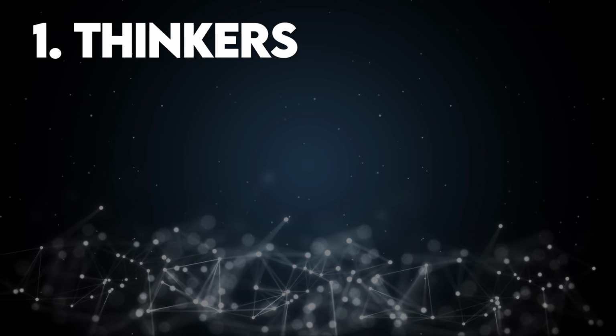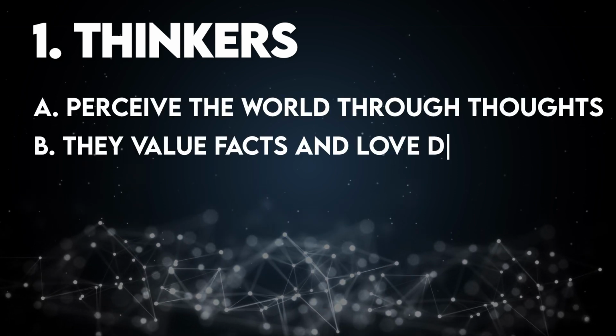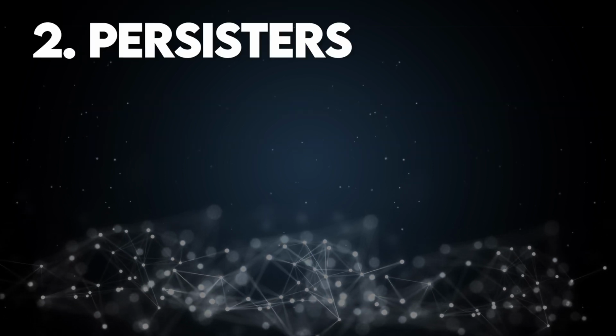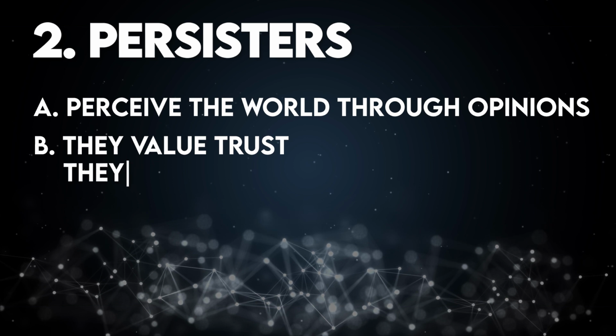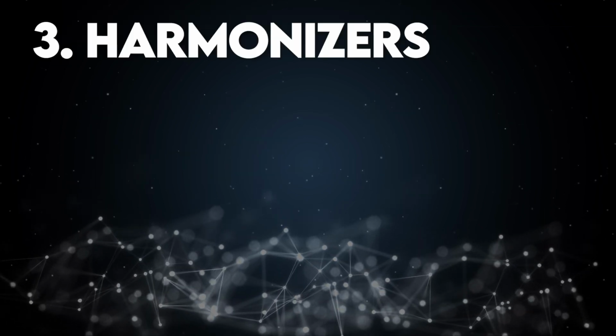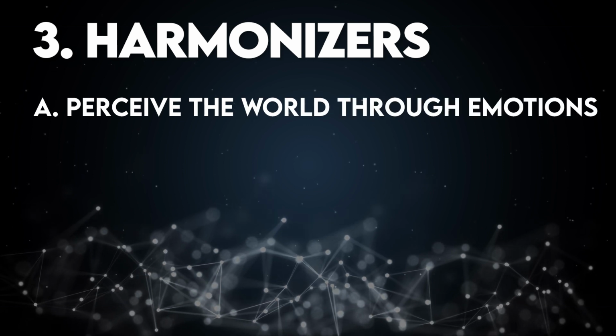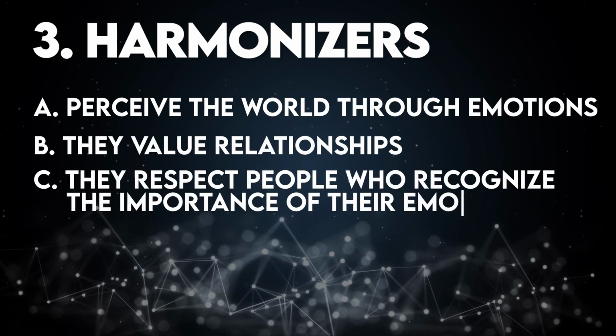Number 1, thinkers. They perceive the world through thoughts, they value facts, and they love data. Number 2, persisters. They perceive the world through opinions, they value trust, and they may be a little suspicious and push beliefs. Number 3, harmonizers. They perceive the world through emotions, they value relationships, and they respect people who recognize the importance of their emotions.